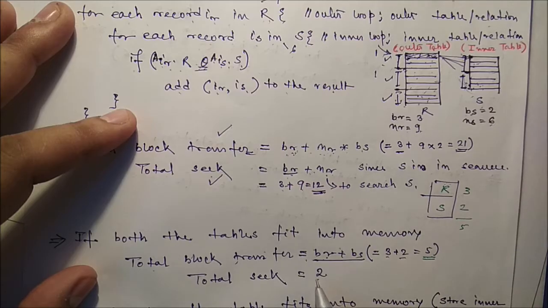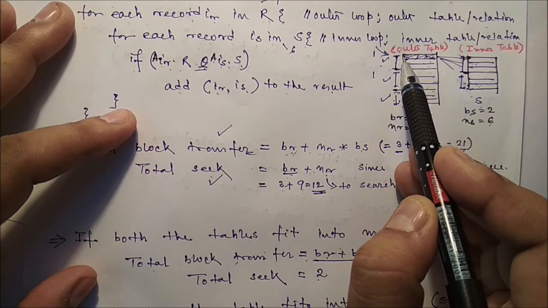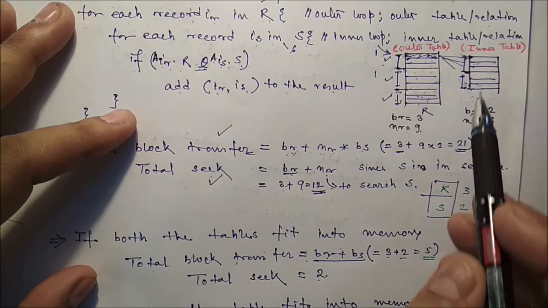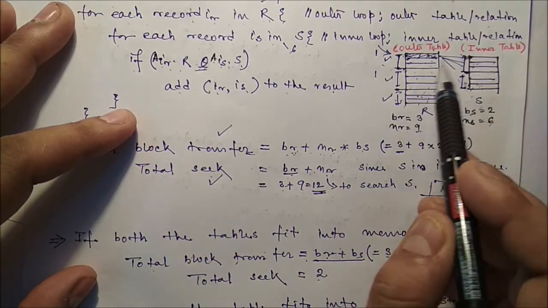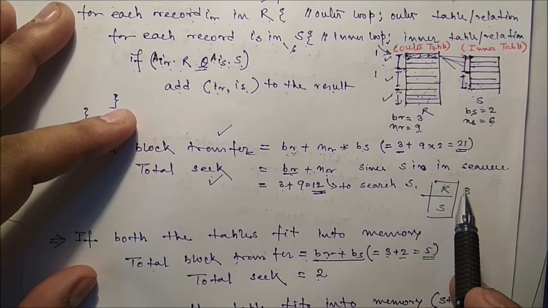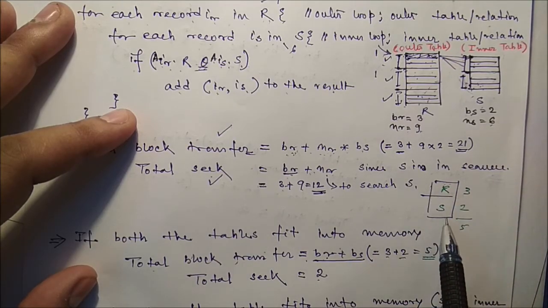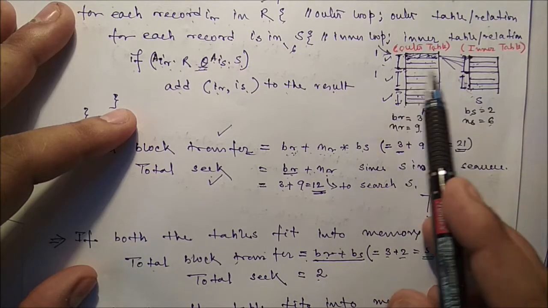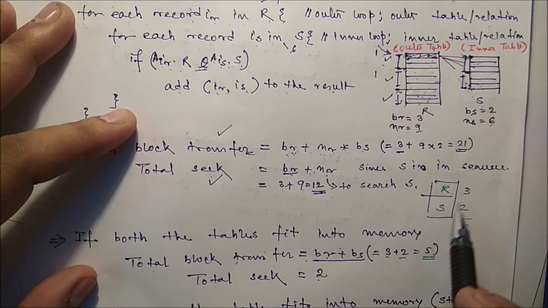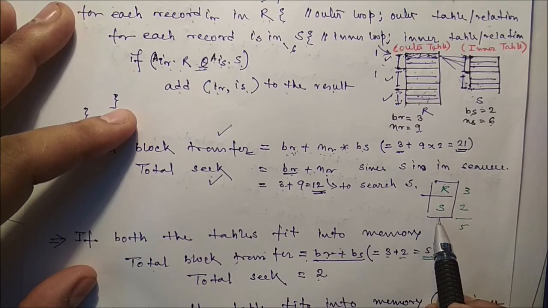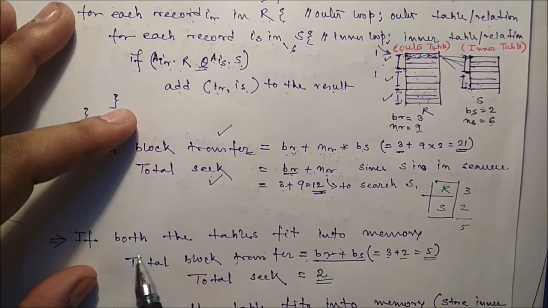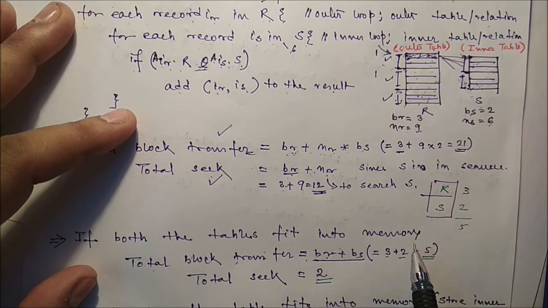And what will the total seek time be? At least one time we have to identify where this particular table is. If both tables fit into the memory, then every time there is no need to apply the seek time, no need to search, because the processor already knows where these tables are. So the total seek time will be 2 if both the tables fit into the memory.